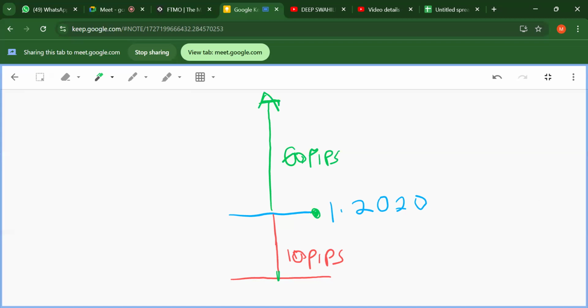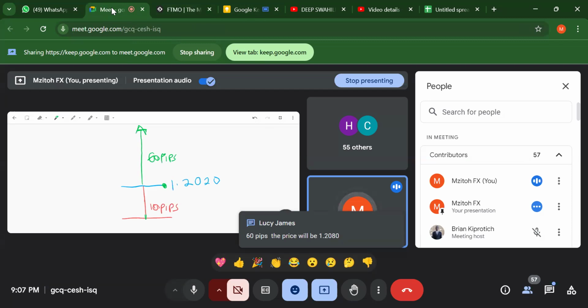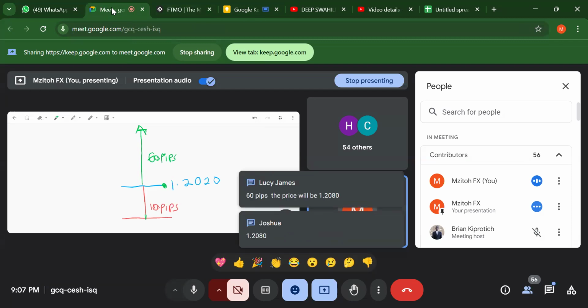And you are saying, if it goes against me, because I want this market to go up, but if in any case it decides to go down, I want to lose only 10 pips. So what will be the price point where I will exit with the 10 pips? Let's do that. That is a bit technical. Let's see what people are going to do. So you tell me the price for the 60 pip profit, or the price for the 10 pip loss.